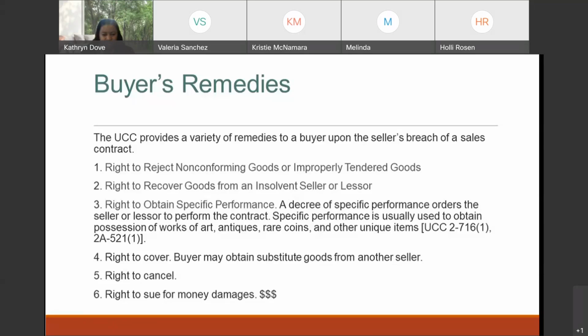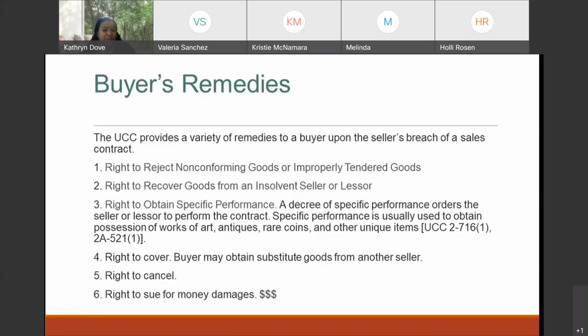If the buyer is purchasing something that is extremely rare, possessions of art, like, I like Monet. A Monet painting would probably sell for $50 million. If a buyer has purchased a Monet painting, guess what? Monet's dead. So there's no way somebody else is going to be able to paint another painting and replace it. So that means that the buyer, in order to get what they expected, would go to the court and ask for a decree of specific performance. That would be the court ordering the seller to deliver the goods.